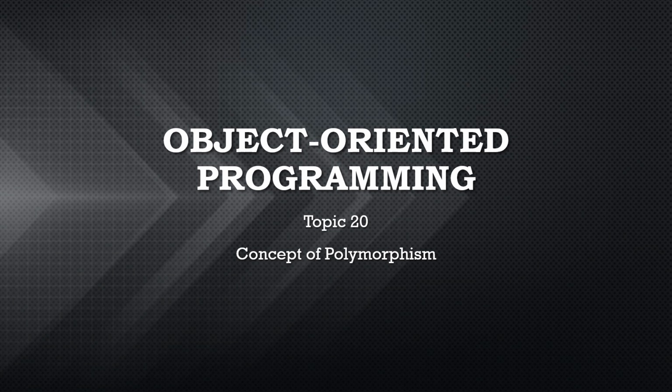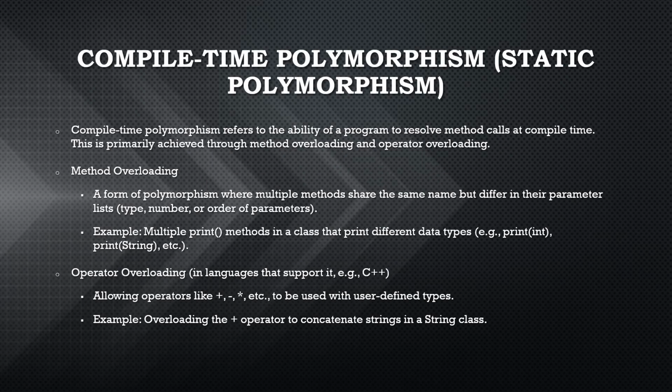Then, we'll shift our focus to runtime polymorphism, or dynamic polymorphism, and explore how method overriding enables different behaviors for methods based on the object's actual class. Finally, we'll discuss virtual methods and late binding, key concepts that underpin dynamic method dispatch. Ready to understand how polymorphism can make your code more adaptable and powerful? Let's get started.